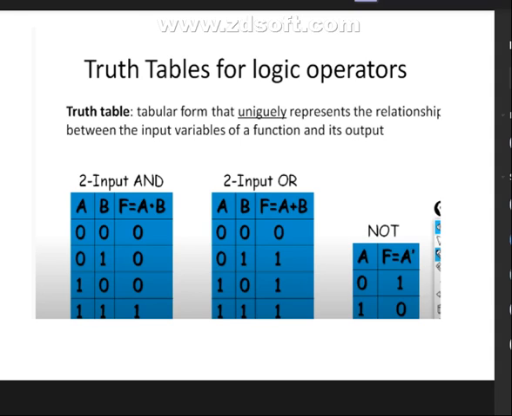Okay, now let us see the truth table for the OR operation. 0 and 0 will become 0, 0 and 1 will become 1, 1 and 0 will become 1, 1 and 1 will become 1. Okay, this is for the OR operation. Then about the NOT operation. If A is 0, the NOT operation will become 1. If A is 1, it will become 0. That is quite the opposite.